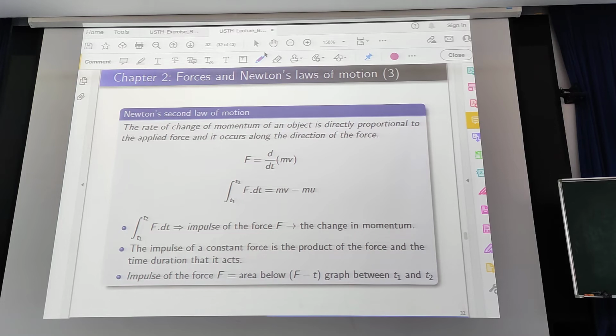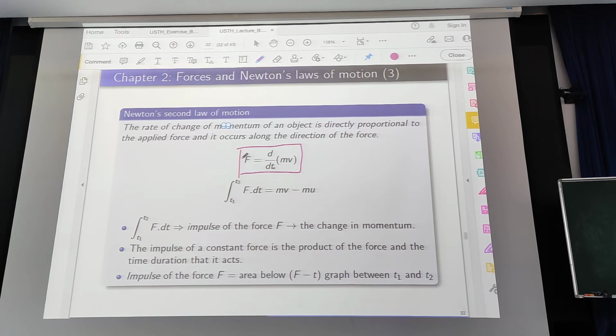So far you know the rate of change of momentum of an object is directly proportional to the applied force, and it is also along the direction of the force. So you get this formula: F = d/dt of mv.